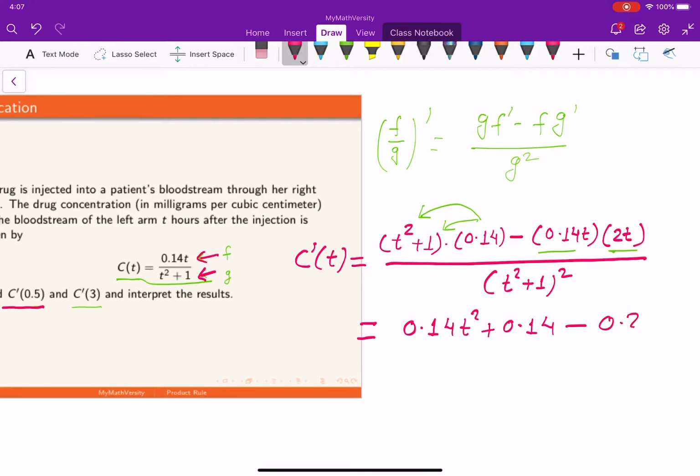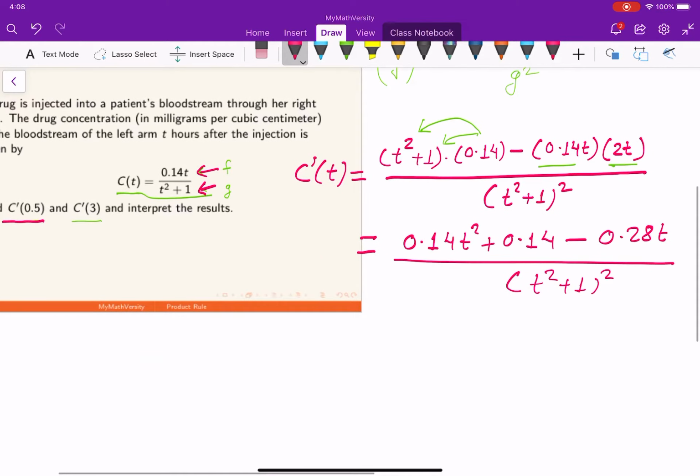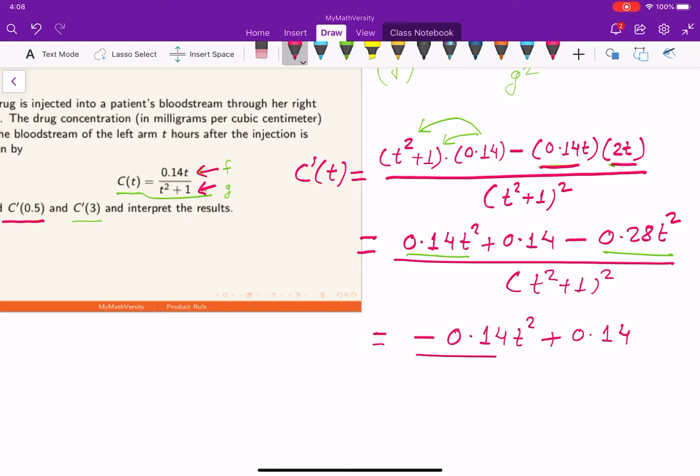You get 0.28t, and everything underneath that will be the square of t squared plus 1. So now you can combine the like terms. This is something over here: 0.14 times t times 2t will be 0.28t squared. So now when we combine the like terms here, you can see the like terms are given over here, and then when we combine that we get negative 0.14t squared, and then plus 0.14, and then everything underneath that will be the square of t squared plus 1.